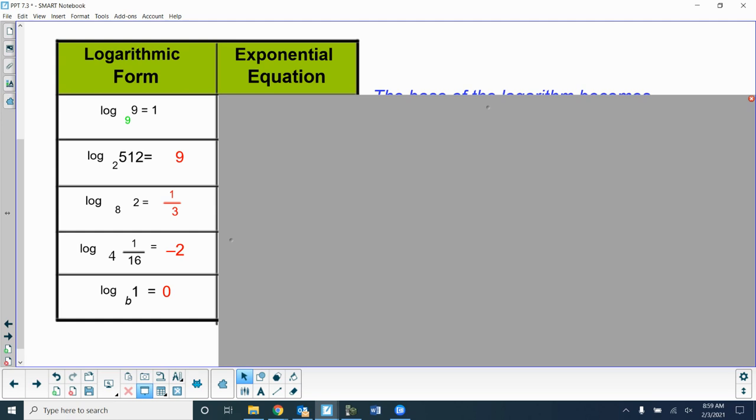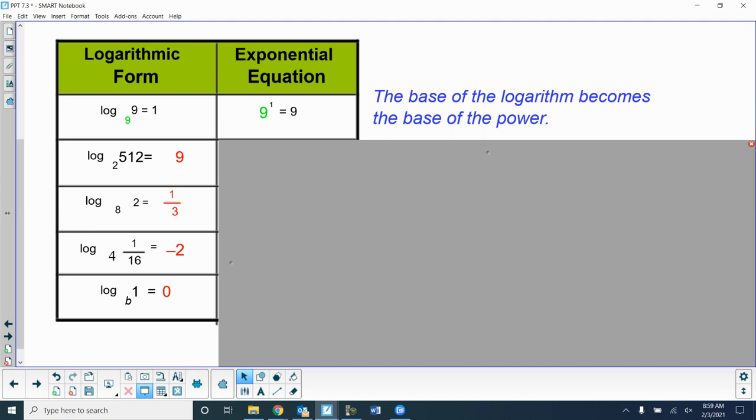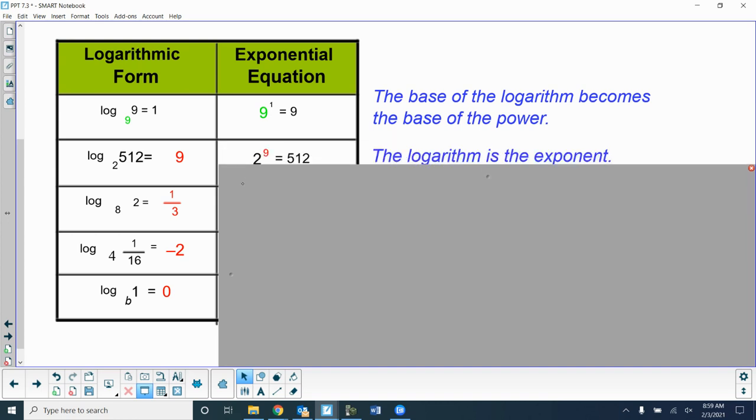Going the other way. What's the base? 9. What's the exponent? 1. Very good. 9 to the first equals 9. Olivia Carr. 9 to the 500. There you go. Sorry about that. 2 to the 9. John.